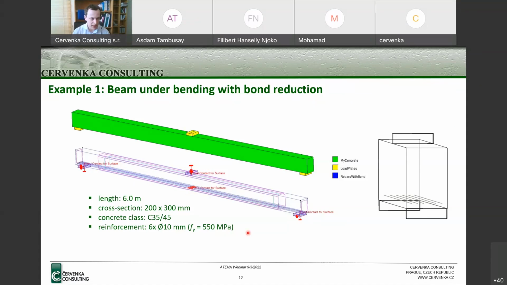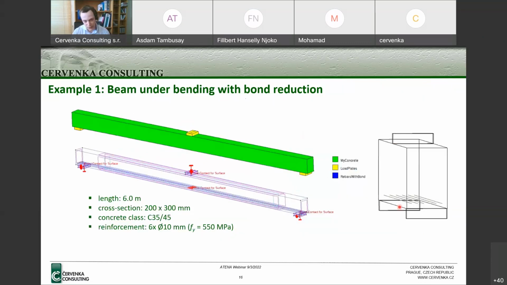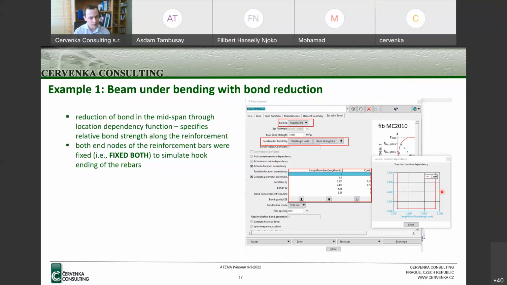So let's see what happens in this kind of case. For this model, there was some general bond slip law applied, and these 6 reinforcement bars were used, and this bond slip law was applied to these 6 reinforcement bars. The ends of these bars were fixed with respect to the surrounding concrete to simulate the hooks at the ends, like if we are in some seismic area.